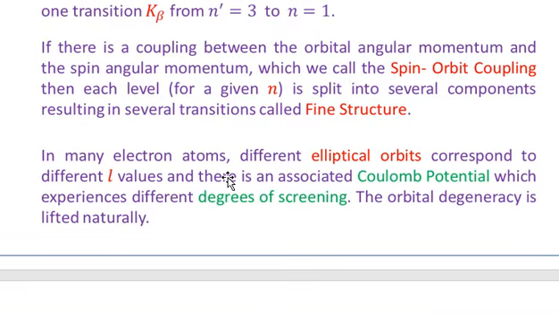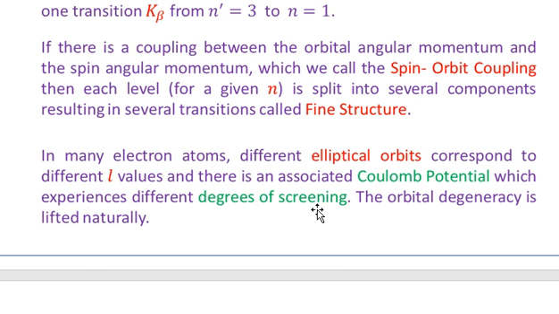In many electron atoms, different elliptical orbits correspond to different L values, and there is an associated Coulomb potential which experiences different degrees of screening. The orbital degeneracy is lifted naturally.